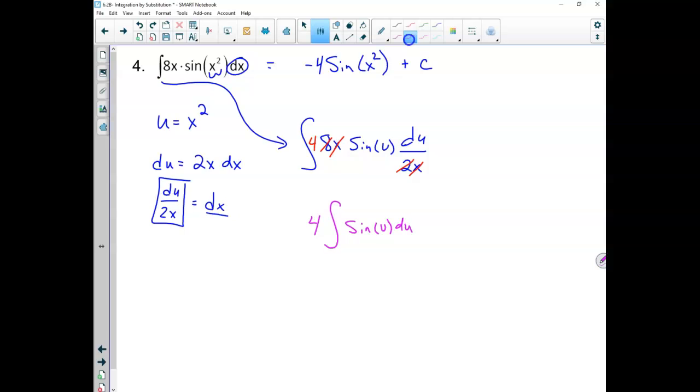And you know what the antiderivative of sine is. I know you do. It's my constant times, what's the antiderivative of sine? That would be negative cosine u plus my c. And then I'm going to say, hey, what was u? Oh, this is really negative 4 cosine x squared plus c.